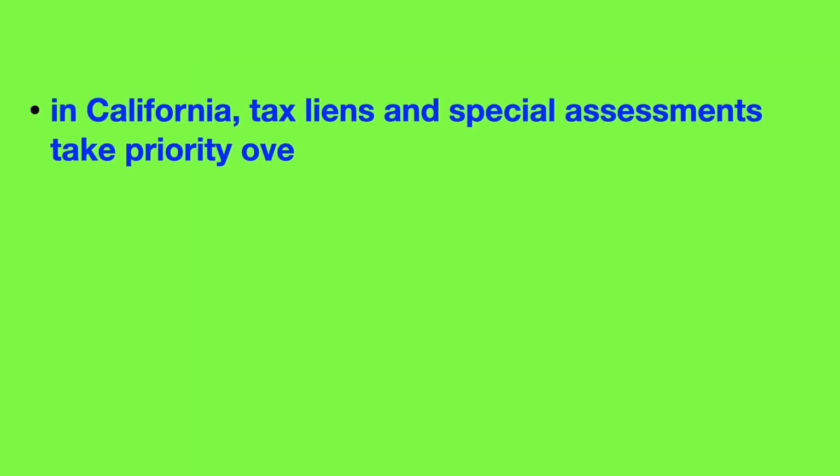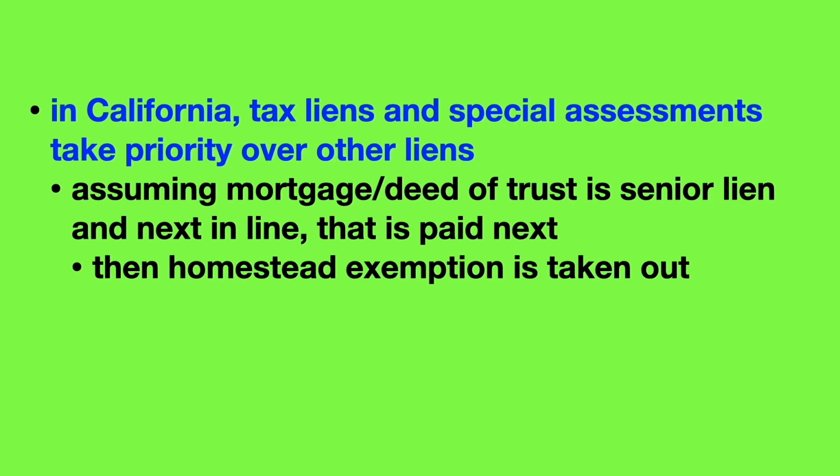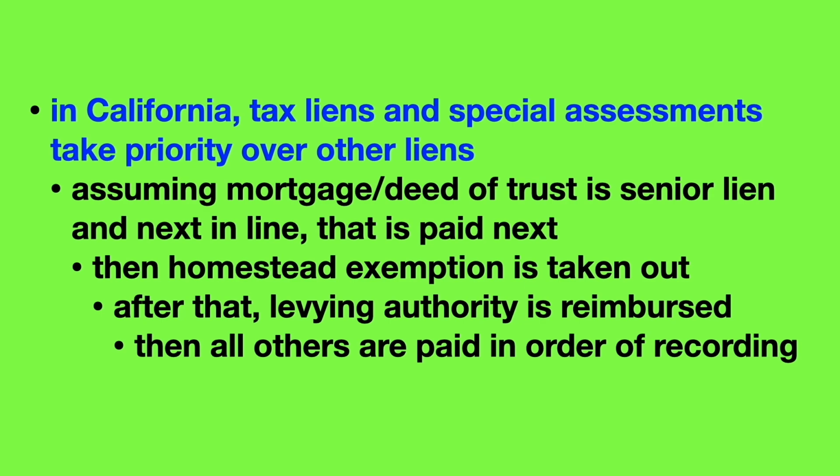In California, tax liens and special assessments take priority over other liens. Assuming the mortgage deed of trust is the senior lien and is next in line, that's paid next. Then the homestead exemption is taken out. After that, the levying authority is reimbursed, and then all others are paid in order of recording.